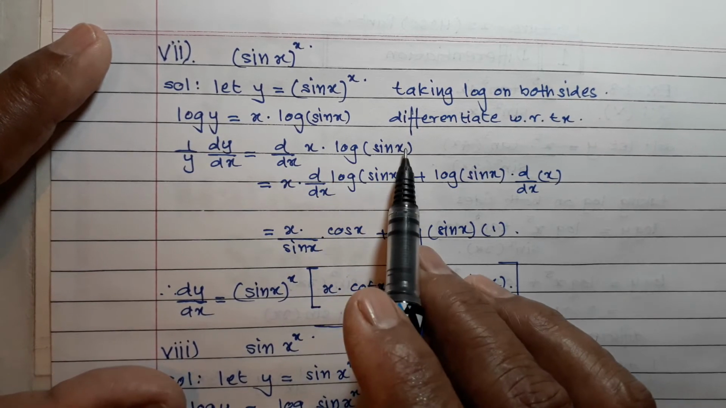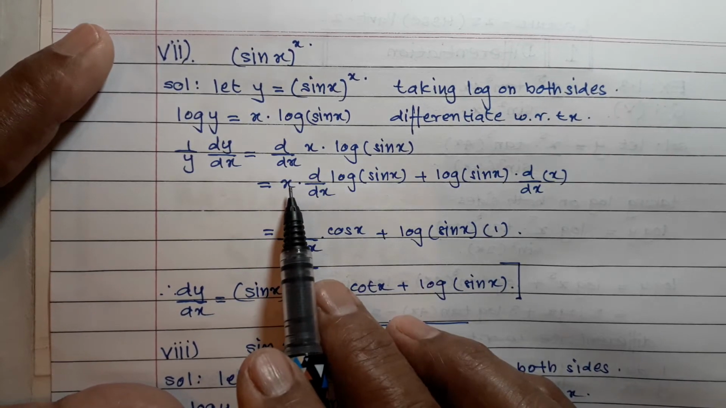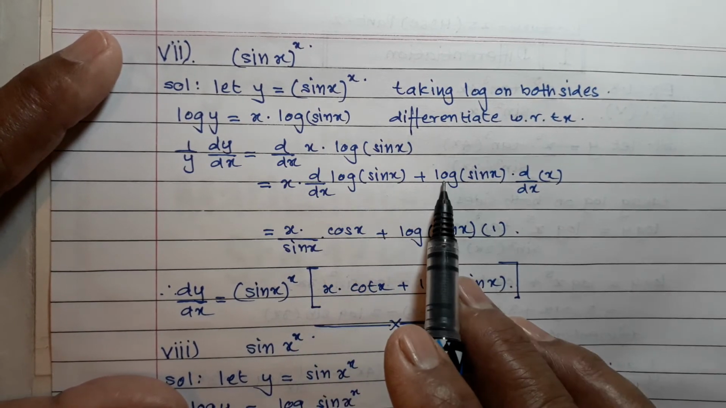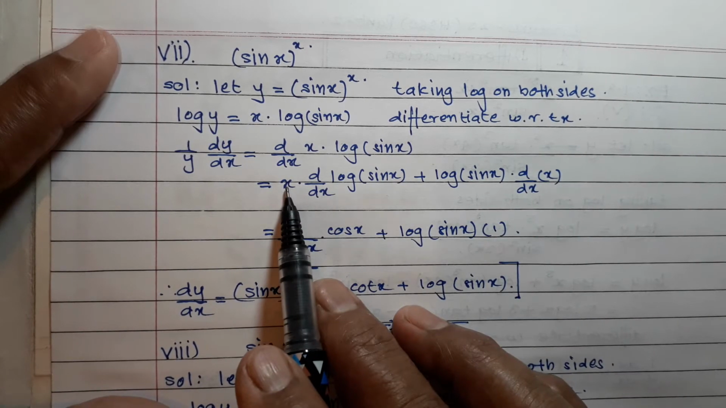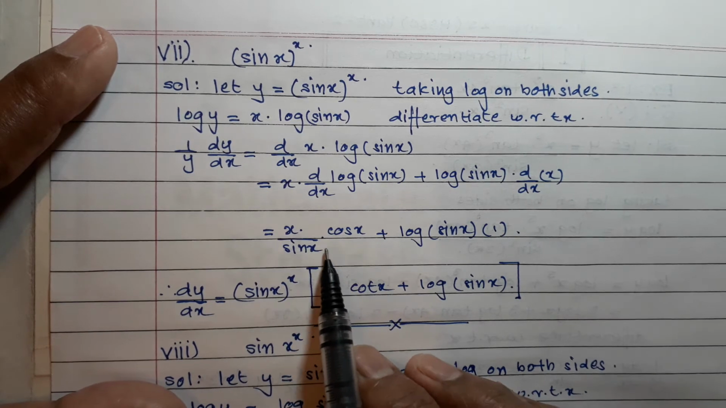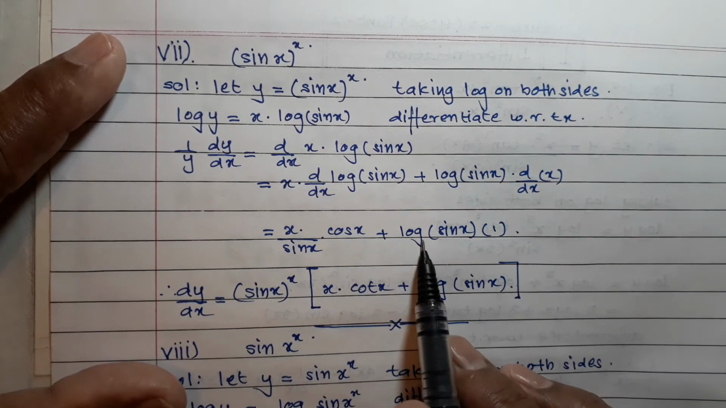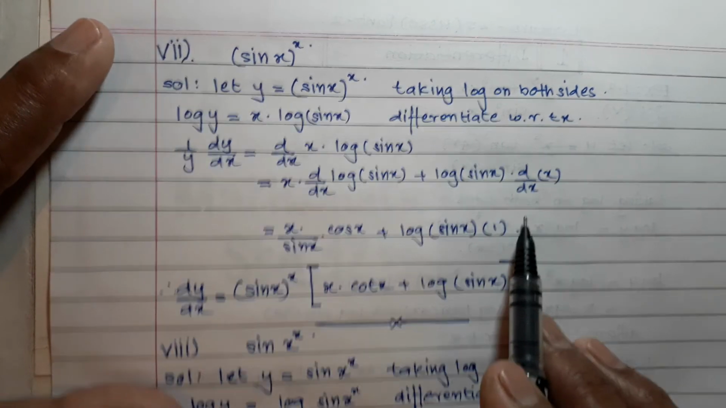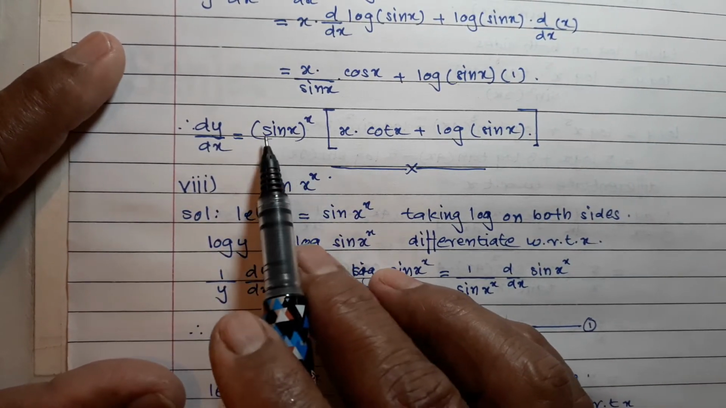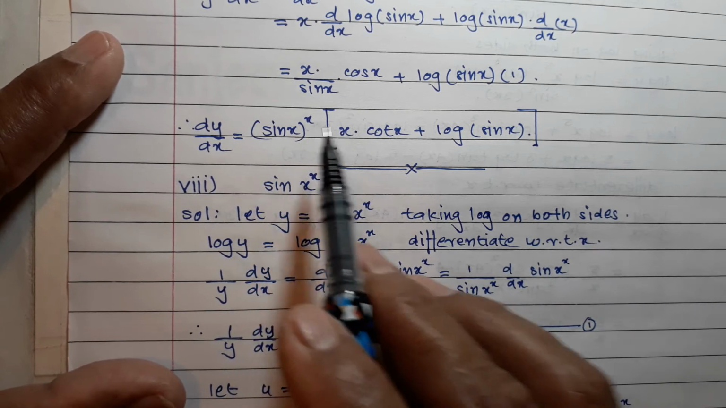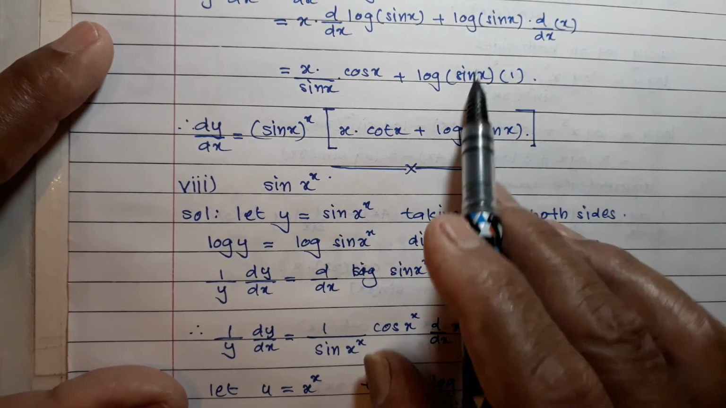1/y dy/dx = d/dx of x into log sin x. It is of the form u into v, so x times the derivative of log sin x plus log sin x times the derivative of x. So this is equal to x upon sin x, the derivative of sin is cos, so cos x plus log sin x into 1. And then you simplify. Therefore dy/dx is equal to y, that is (sin x)^x into x cot x plus log sin x.